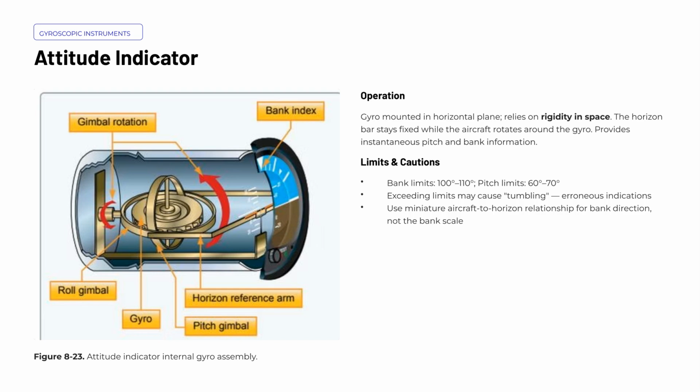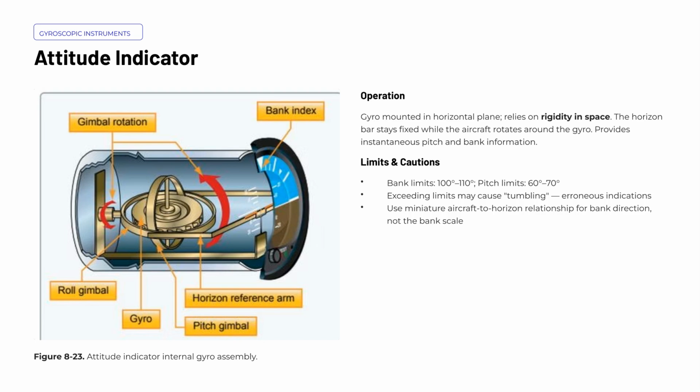The attitude indicator is one of the most essential gyroscopic instruments in the cockpit, giving you an immediate and reliable picture of the aircraft's orientation relative to the horizon. At its core, the attitude indicator uses a gyro mounted in the horizontal plane. Because of the gyroscope's rigidity in space, the internal horizon bar remains fixed while the aircraft moves around it. This means that as you pitch up, pitch down, or bank left and right, the gyro stays aligned with the Earth's horizon, and the instrument reflects those changes instantly. There is no lag, making it your primary reference for aircraft attitude during instrument flight.